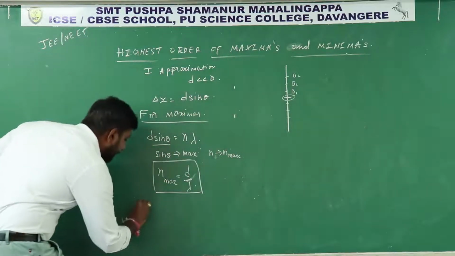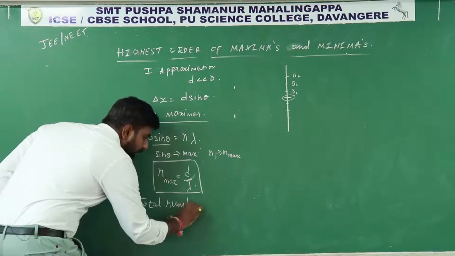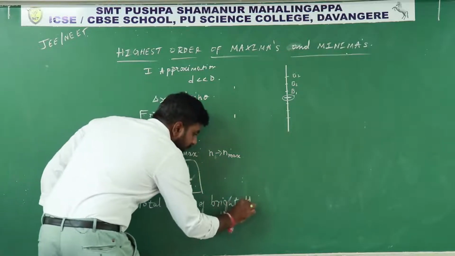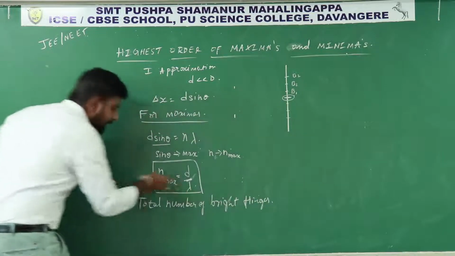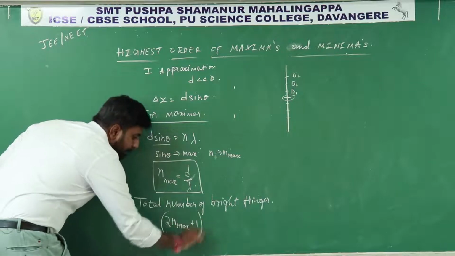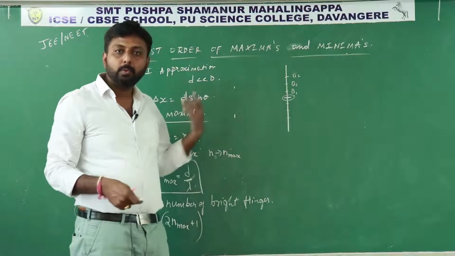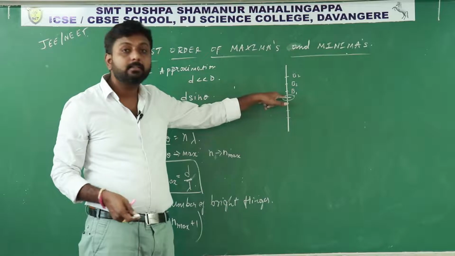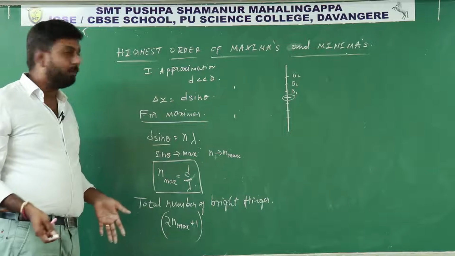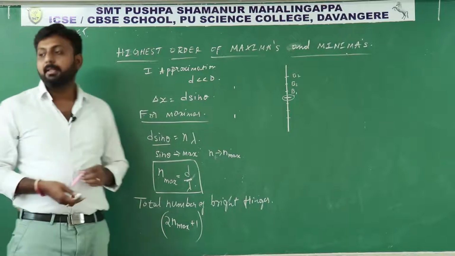So to find the total number of bright fringes, the expression is 2n maxima plus 1. Above 3, below 3, that is nothing but 2n maxima, plus the central bright fringe, which we also have to consider. So if we want to find the total number of bright fringes, we have to apply 2n maxima plus 1.